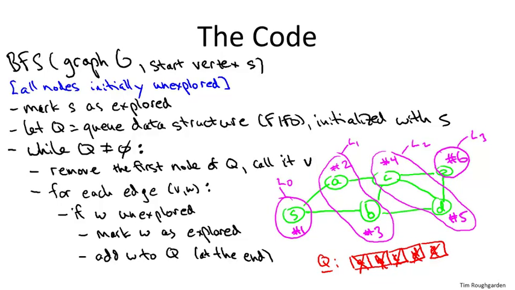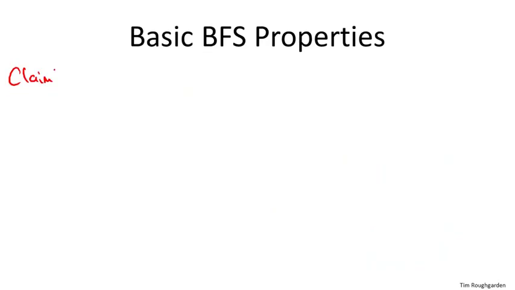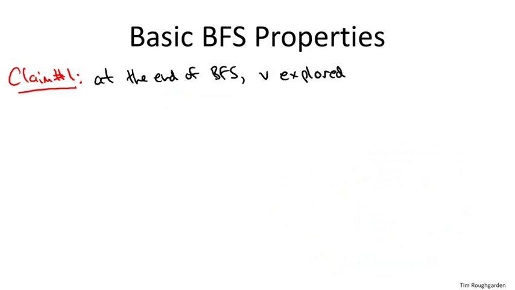So a little bit more formally, claim number 1: at the end of the algorithm, the vertices that we've explored are precisely the ones such that there is a path from S to that vertex. And again, this claim is equally valid whether you're running BFS in an undirected graph or a directed graph.